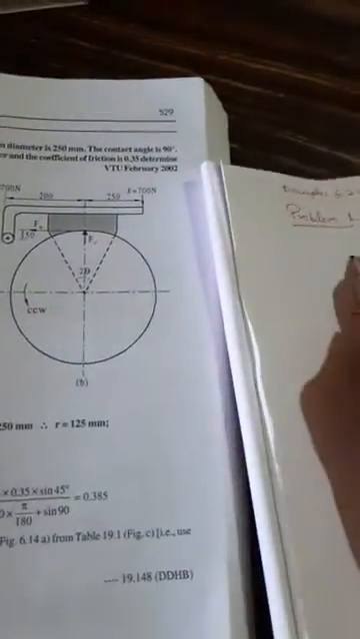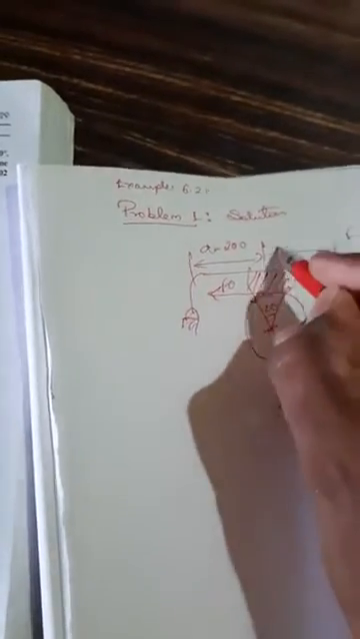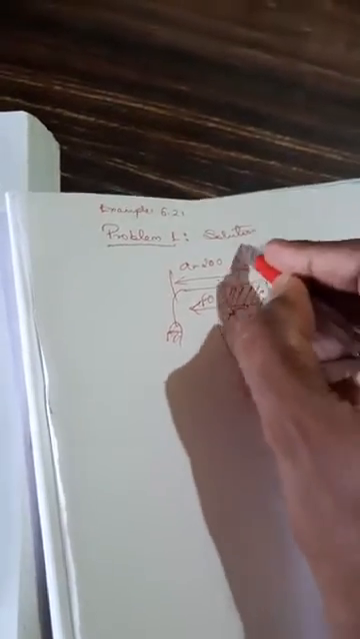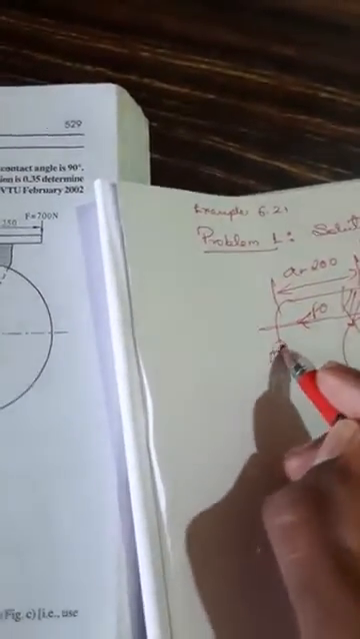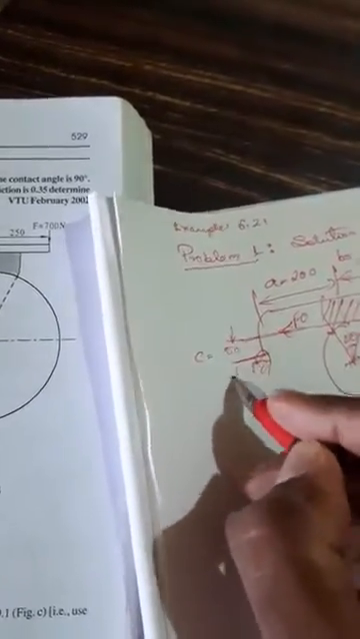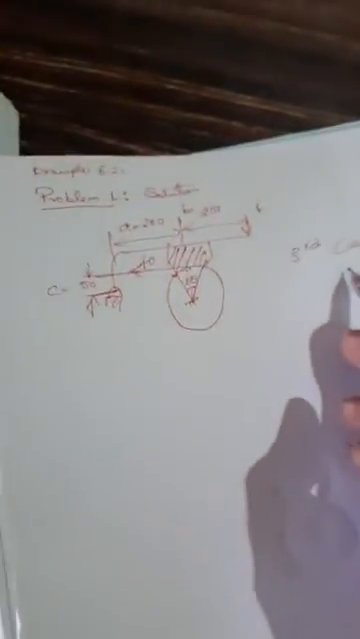So here, the distance from here to here is called the A distance, that is 200. The distance from the center of the drum to the force applied is called B, that is 250 mm. And the distance from the F theta force to the center of curvature is called C. So this is 50 here. So this is the third case of operating.